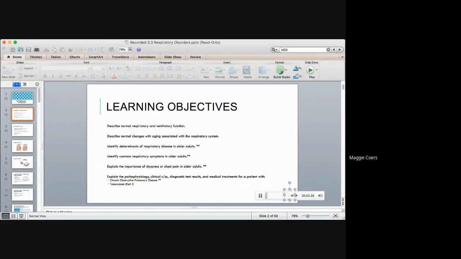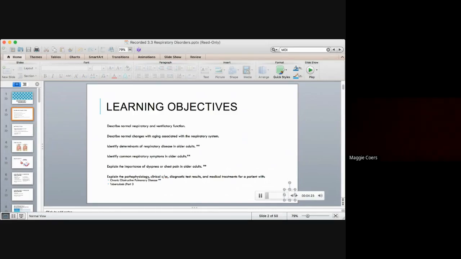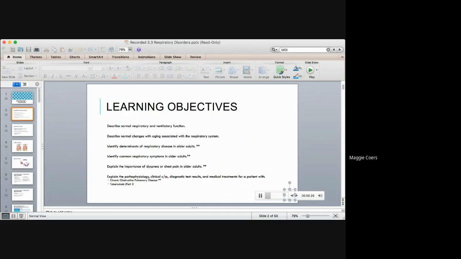So here are your objectives. We're going to focus on normal ventilatory and respiratory function. And then we're going to turn and focus a little bit on some of the determinants that are common in respiratory function in older adults. So some normal age-related changes. And then we'll go ahead and get into some of the pathophysiology of COPD and tuberculosis.